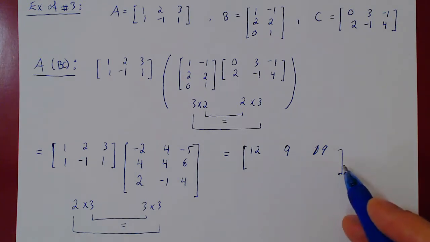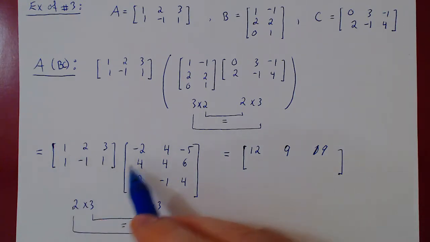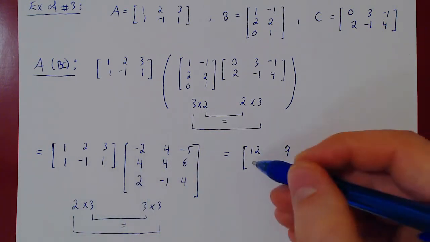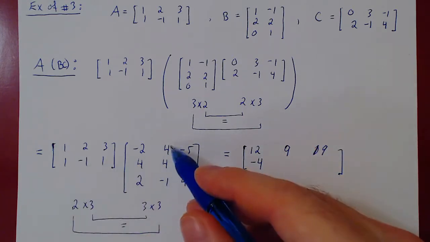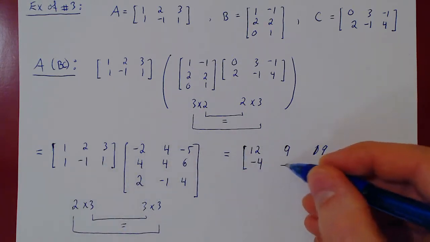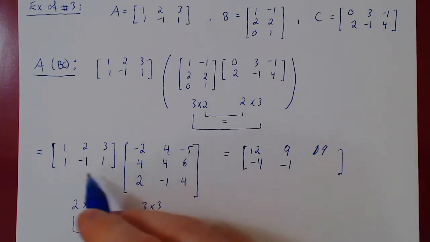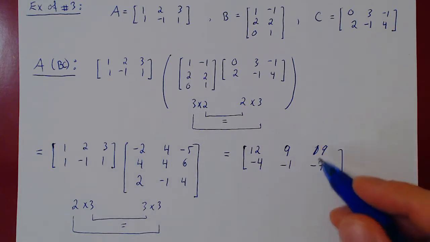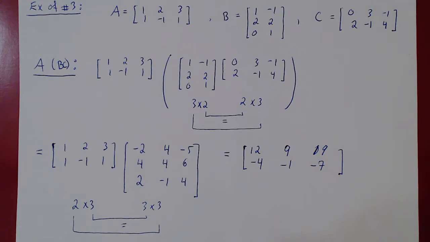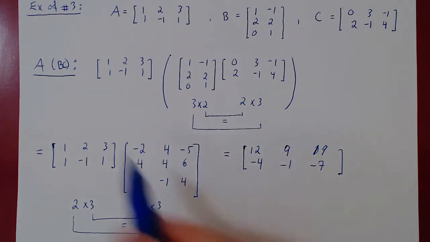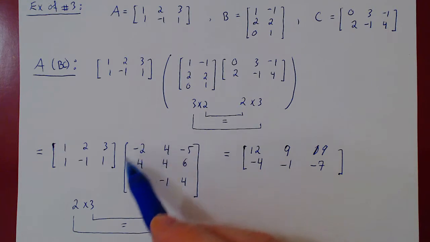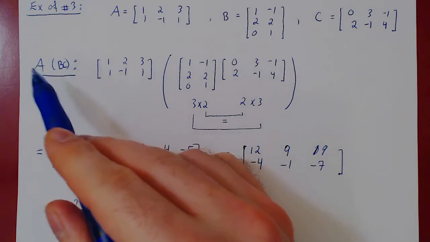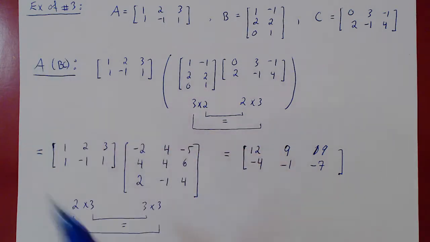To construct the second row, we fix the second row of A and go through every column of BC. So we'll get negative 2, negative 4, negative 6, plus 2, negative 4. 4 minus 4 is 0, plus negative 1, negative 1. Finally, negative 5, negative 6, negative 11, plus 4, negative 7. And so we now have matrix A times BC. Notice that in the product of matrix A times BC appeared a 3 by 3 matrix. Let us now compute AB first and then times C.